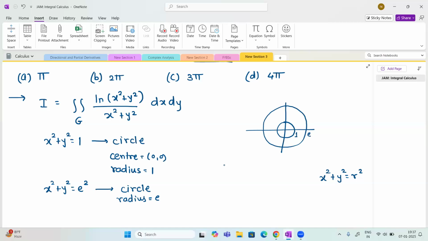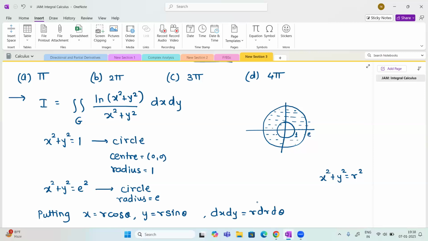And the region is bounded by these two circles. So generally when we have circles, we go for the polar coordinate system. So how to convert a problem to polar? There is a substitution, no? Yes, sir. x is equal to r cos theta, y is equal to r sin theta. And what about dx dy? It is converted to r dr d theta.